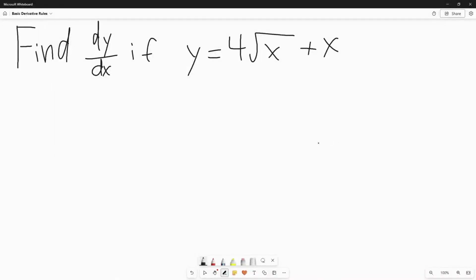Now, let's do some practice problems. If you think you know how to do this one, then pause the video and try it. This one says, find dy over dx if y equals 4 times the square root of x plus x.